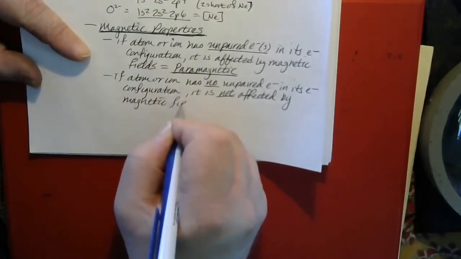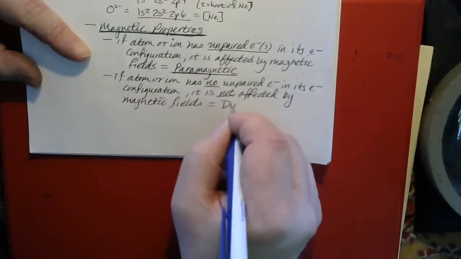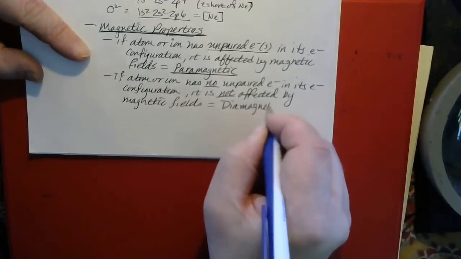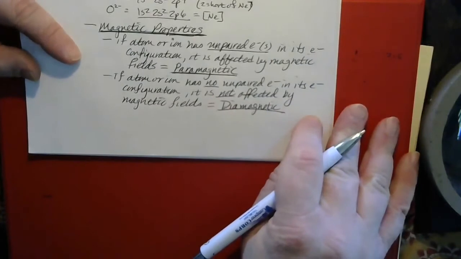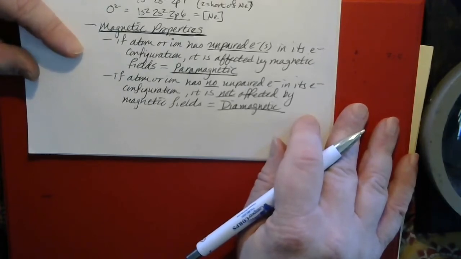That's diamagnetic. So unpaired electrons means it's paramagnetic, which means it is affected by magnetic fields. If there are no unpaired electrons, then it is diamagnetic, which means not affected by magnetic fields.